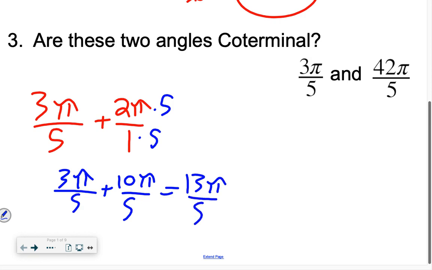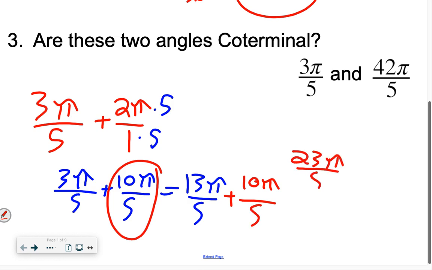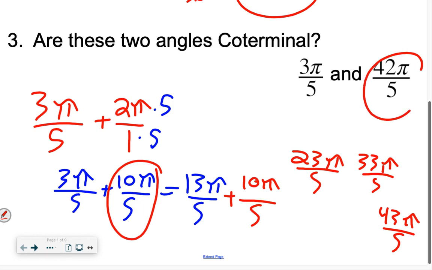So that's not anywhere close to 42 pi over 5, so we need to keep going. Well, the shortcut is 2 pi written as a fraction over 5 is just 10 pi over 5. So you can just keep adding 10 pi over 5. Oh look, that'd be 23 pi over 5. And if you notice, we're adding 10 every time. So the next one would be 33 pi over 5, and the next one would be 43 pi over 5. If that makes sense. Oh look, 43 pi over 5. Is that the same as 42 pi over 5? It definitely is not. So these angles are not coterminal.